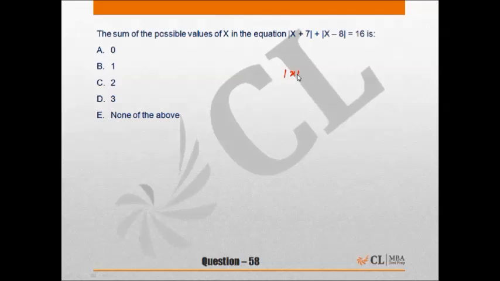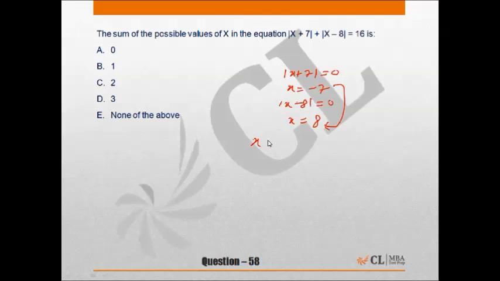as mod of x plus 7 when equated to 0, we get x equals -7. Similarly when mod of x minus 8 is equal to 0, we get x equals 8. So we have got three different ranges in which we have to check the value of x.